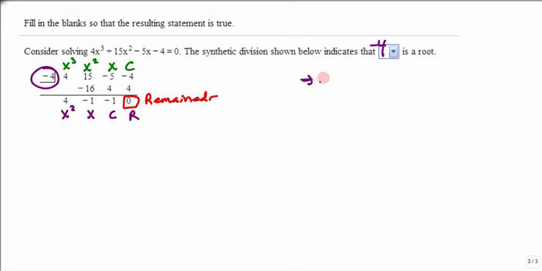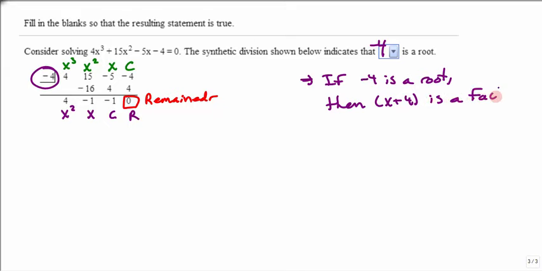That also implies if -4 is a root, then I know that x plus 4, the opposite, is a factor. Okay, so one of the factors of this expression is going to be x plus 4. So the next part to this question will be, what is the remaining factor?